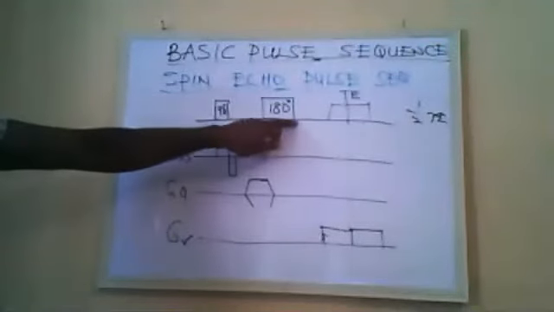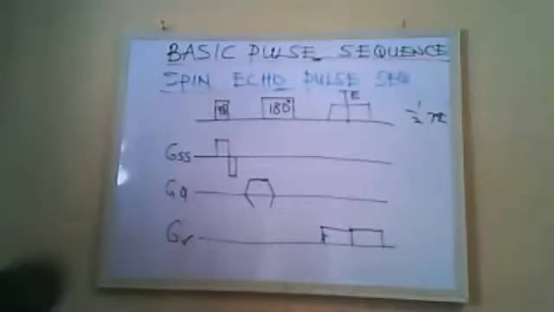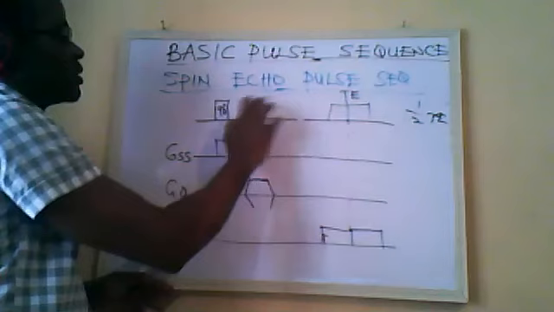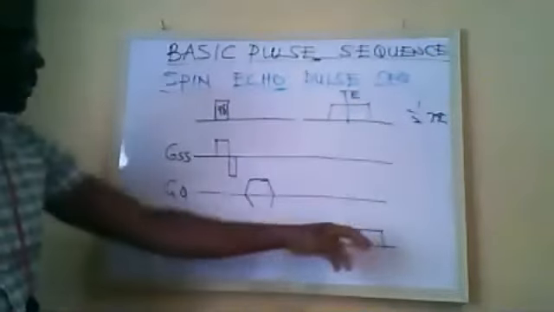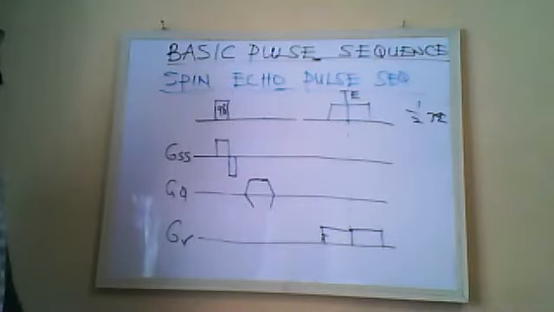If we do this, without this 180-degree pulse, we can simply get our image here. We can simply sample the signal here.